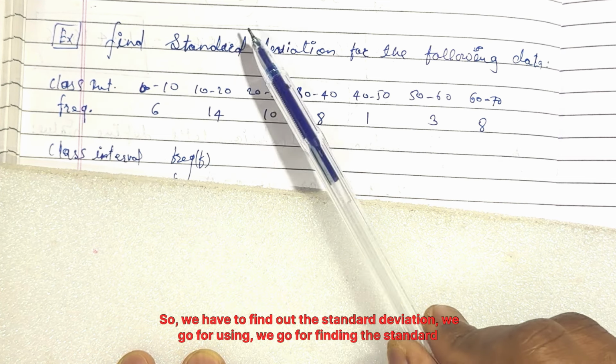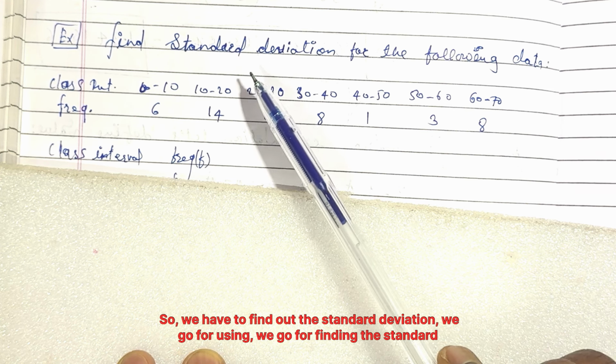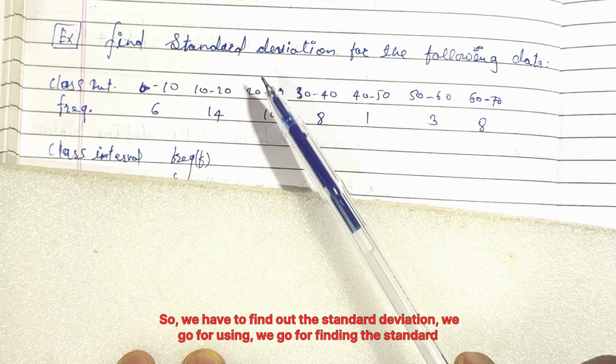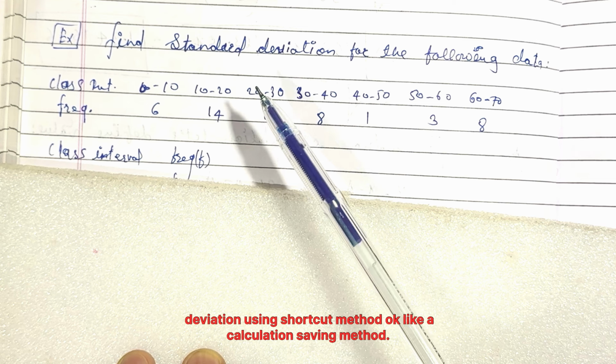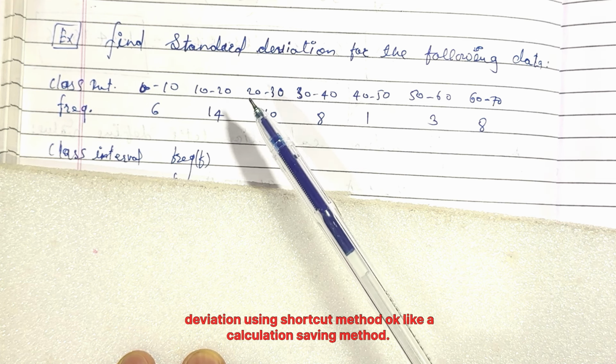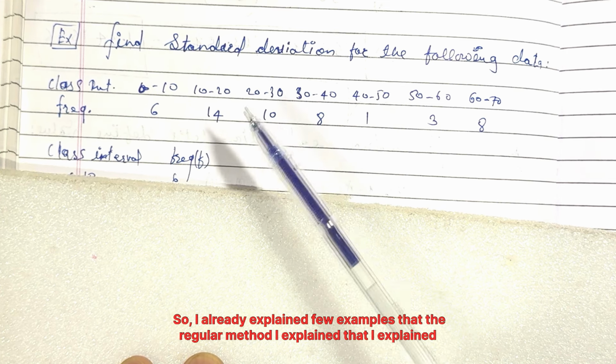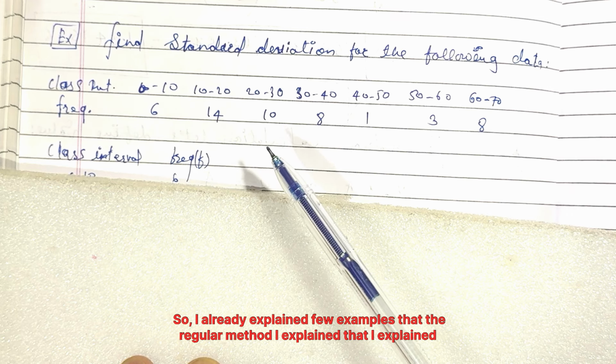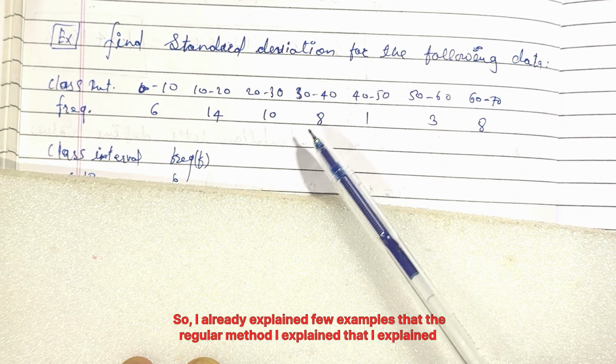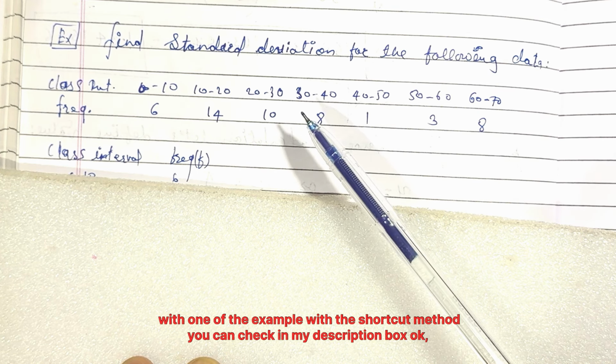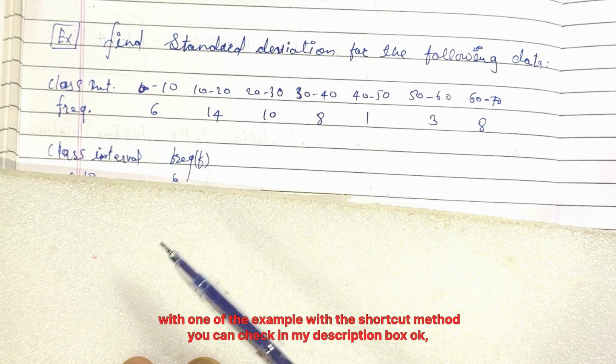So we have to find the standard deviation. We will find it using the shortcut method, like a calculation saving method. I already explained a few examples, where I explained the regular method, and one example with the shortcut method. You can check in my description box.